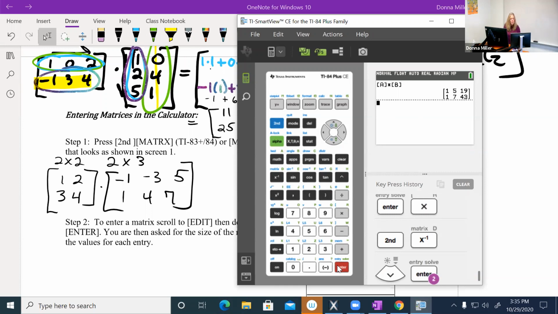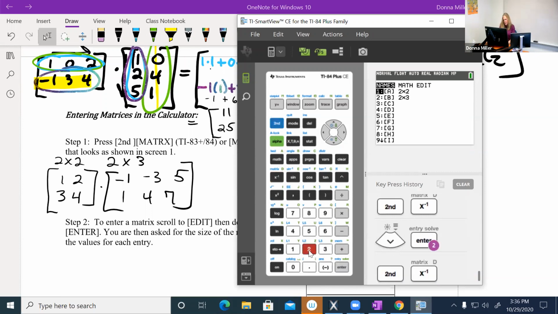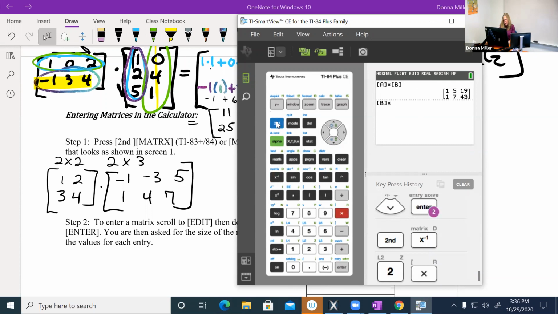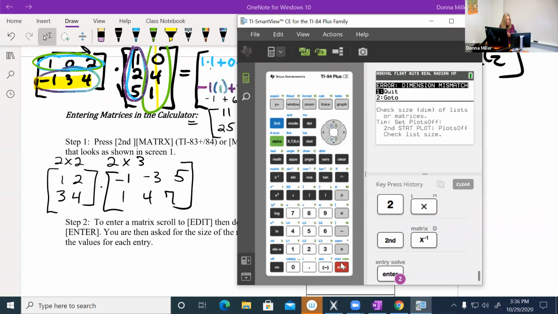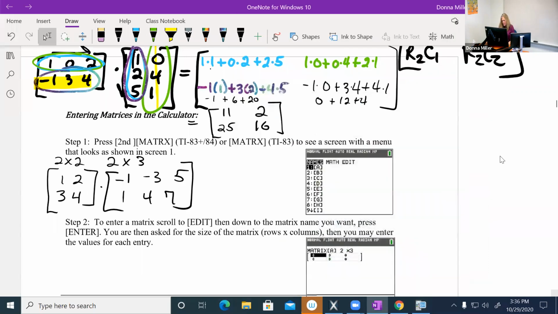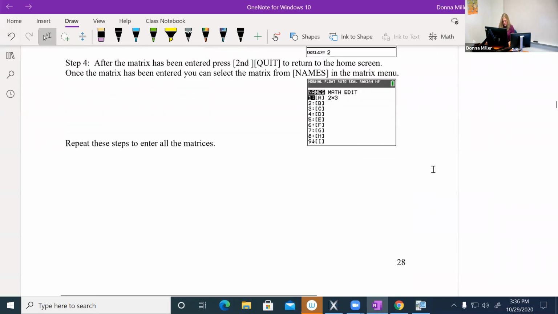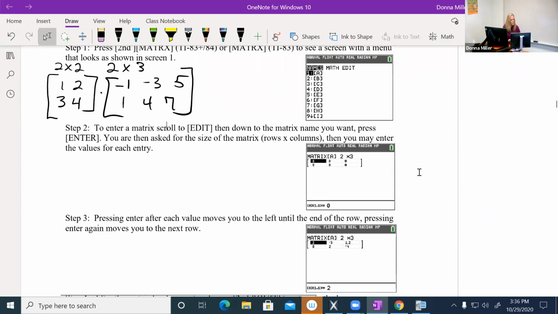Can I do B times A? No. Let's see what happens when we try it, just so it doesn't throw you off. If I try to do something that I know I can't do, B times A, I get an error: dimension mismatch. That tells me I couldn't do it anyway. When you can't do them, you can't do them. So that's how we enter matrices and how we multiply them. Any questions about any of that?